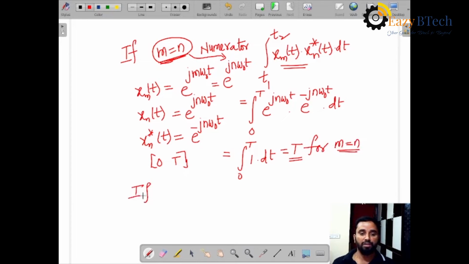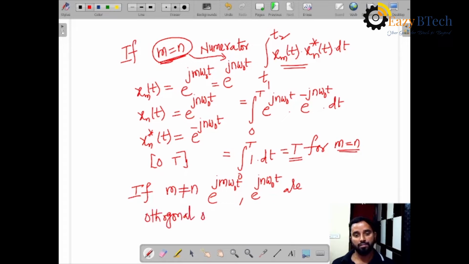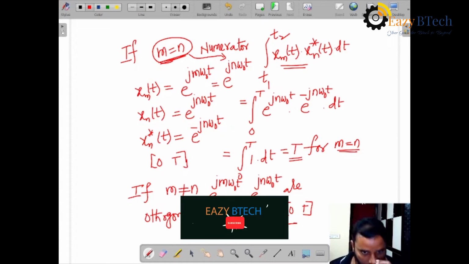If m is not equal to n, the given set of functions e power jm omega naught t, e power jn omega naught t are orthogonal over the interval 0 to T. This is the important point, very, very important, please remember.